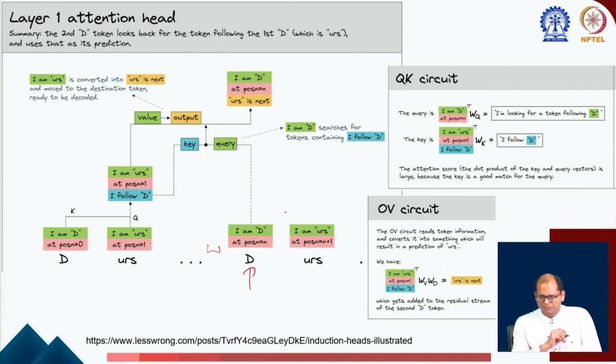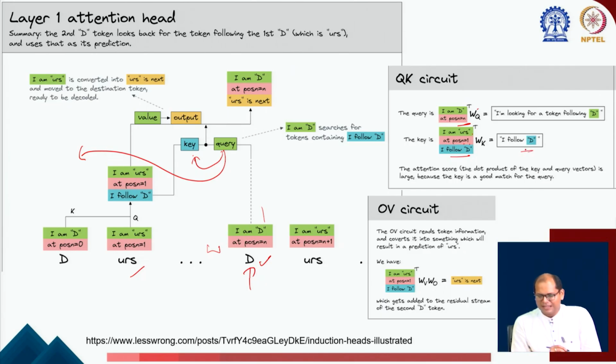So, at layer 1, we want to focus on this particular instance of D. The query will come from here. I am D at position n, so it is a separate position. That is where the query is coming from, and it will multiply with the key of this word, and also the key of this word, right. But let us focus on what will happen when it interacts with the key of ers. So, the key is: I am ers at position n+1, I follow D, right.